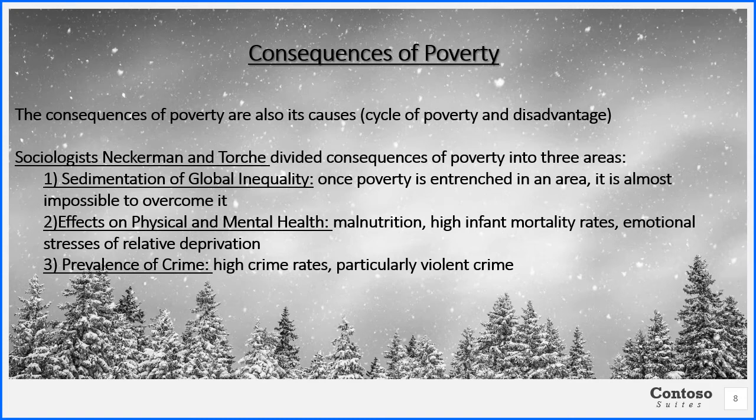And consequences of poverty. So we talked about Neckerman and Torche again in chapter 10. So Neckerman and Torche were sociologists studying poverty, and they pretty much decided that the consequences of poverty are also its causes, and they kind of split up poverty into 3 different areas that are consequential. So we've got number 1, sedimentation of global inequality. So this is basically an idea that poverty is a self-reinforcing cycle. It's really hard to break out of.